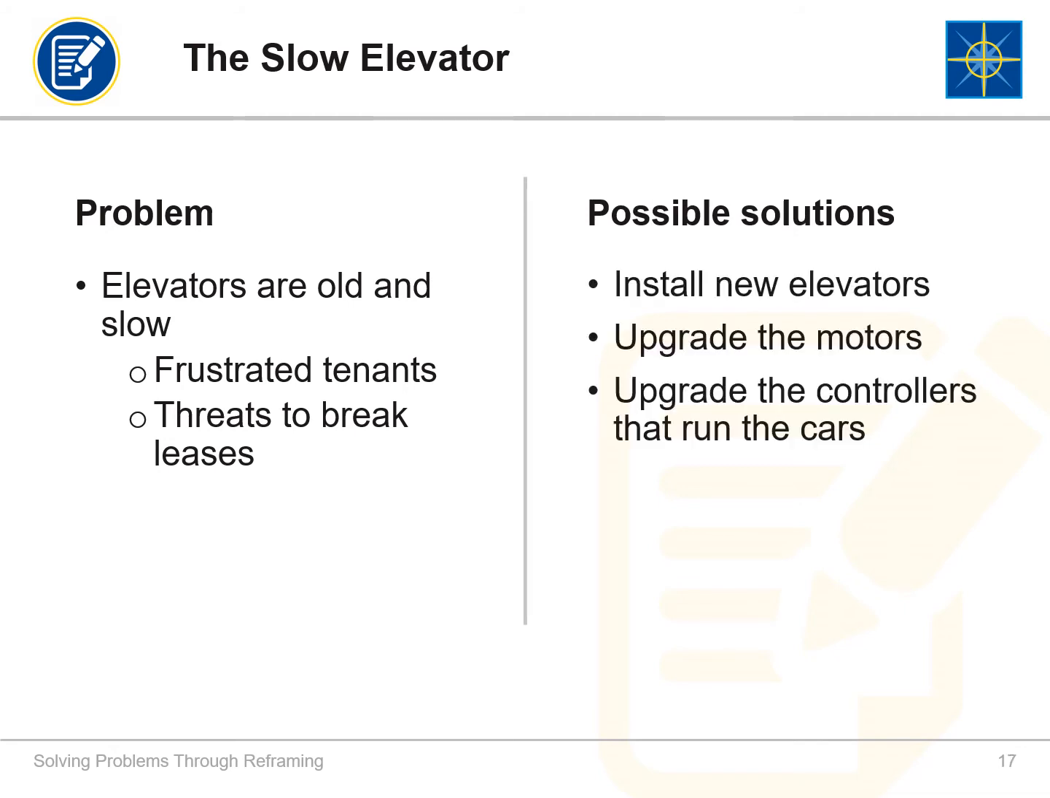The straightforward solutions would be to address the speed of the elevators, install new elevator cars, upgrade the motors or controllers. All of these solutions would make the elevators move quicker, but they would be very expensive to implement, and there is no guarantee that they will be fast enough to satisfy the tenants. So what can we do to solve the problem and not have to invest in very expensive solutions that may not solve the problem?